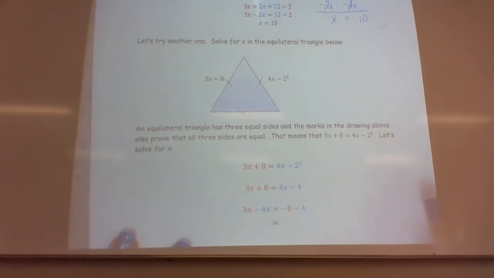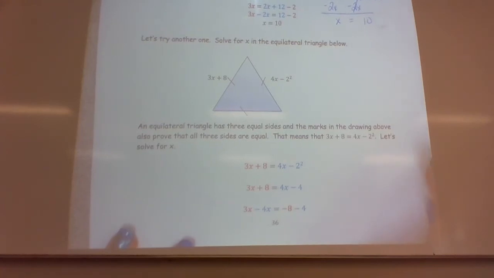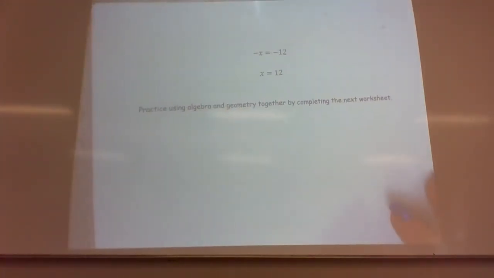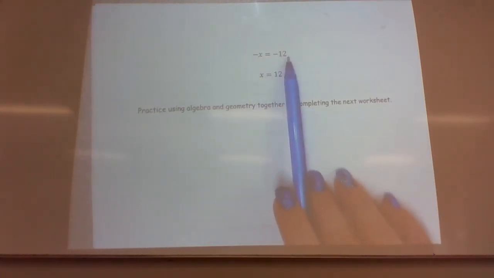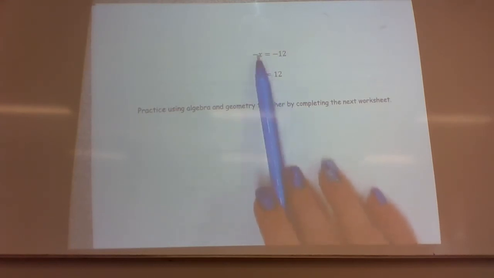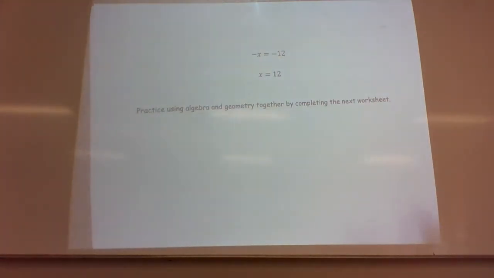I'm going to the next side. Oh, and they've already gone ahead and moved that 4x over here. So we have 3x minus 4x equals negative 8 minus 4. And I'm going to the top of page 37. So negative x equals negative 12, because negative 8 minus 4 is negative 12. So x equals, because they're both negative, you divide them both by negatives and it becomes a positive number. Okay?